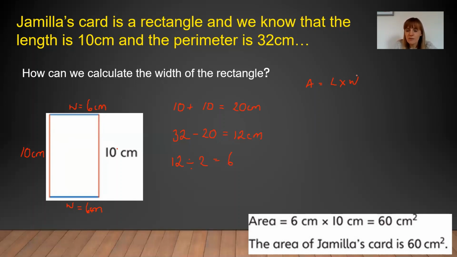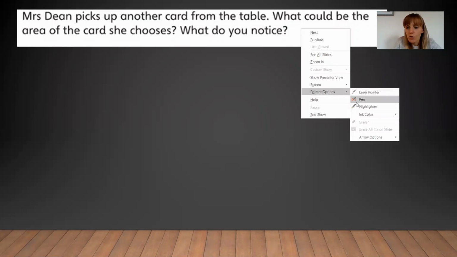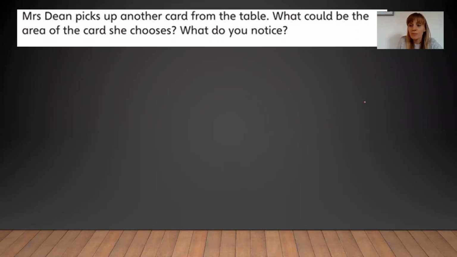Okay, so a few different steps depending on the shape that we have, but if we know the perimeter and we've maybe for a rectangle got one of the sides, we can find out the area of that shape. Okay, let's have a look at the second part of the Discover. Mrs. Dean now picks up another card from the table. What could be the area of the card that she chooses? What do you notice? Now, we've got to remember that all of these cards that we're looking at here, they all have the same perimeter, and they all have a perimeter of 32 centimetres.